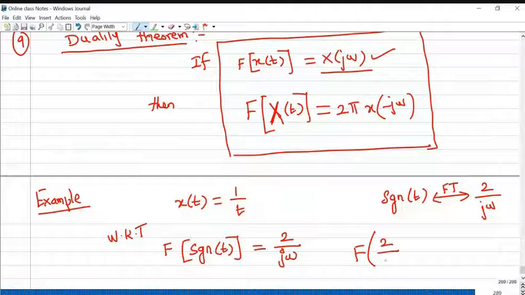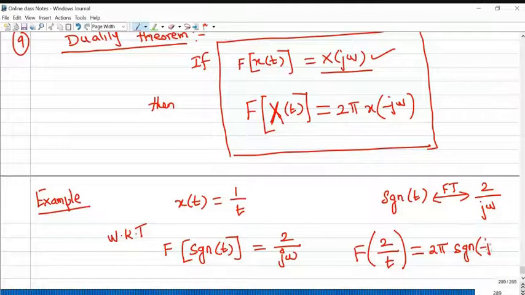Fourier transform of 2 by t, with j omega replaced by t. So it should be equal to 2 pi times x of minus j omega. What is your x? The signum function, of minus j omega. So now the Fourier transform of 2 by t, we got the result: 2 pi signum function of minus j omega.